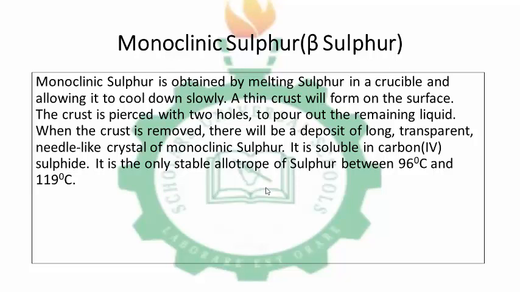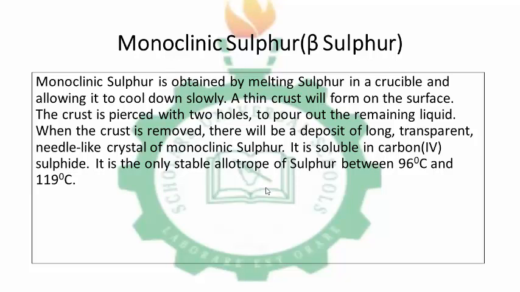Now, below 96 degrees Celsius, monoclinic sulfur will change back to rhombic sulfur. So 96 degrees Celsius is called the transition temperature for the crystalline forms of sulfur. Now, above 96 degrees Celsius, you have the monoclinic sulfur. Now, below 96 degrees Celsius, we have the rhombic sulfur.